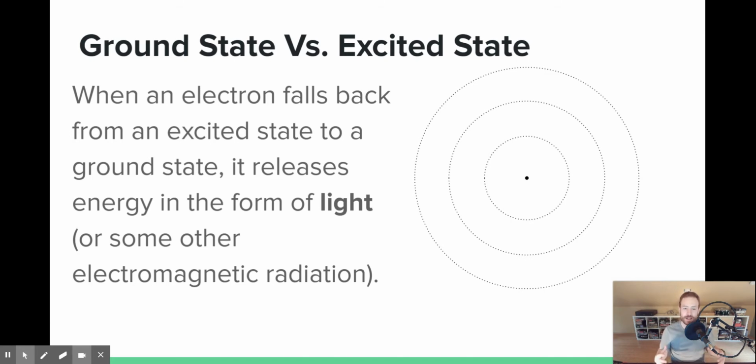And that energy is in the form of light or sometimes a different form of electromagnetic radiation, because light is just one type of electromagnetic radiation. So, it could be releasing a microwave or a gamma ray or an infrared wave or an ultraviolet wave. All of those things are the same type of energy, which is electromagnetic radiation, just like light. But we're going to focus on light. So electrons move around, they jump up, they fall down, they release light.